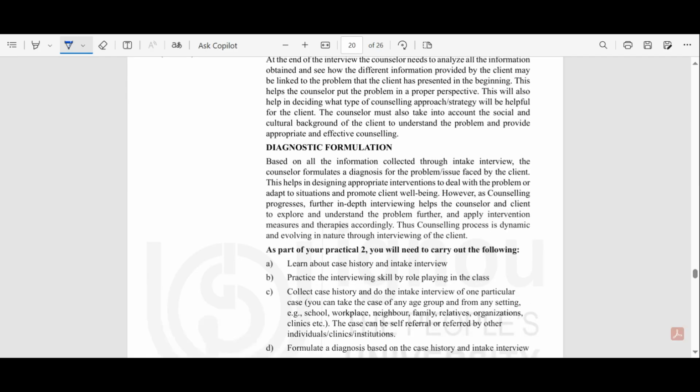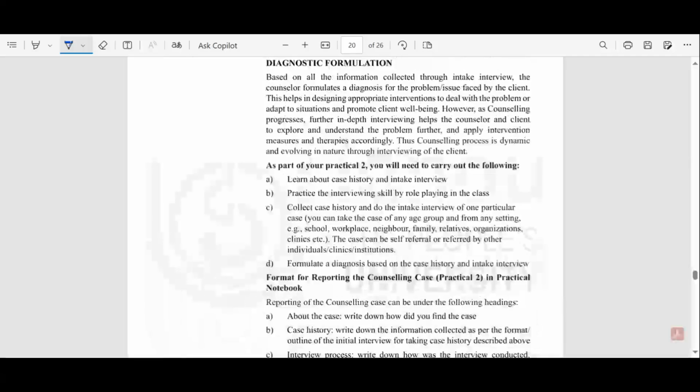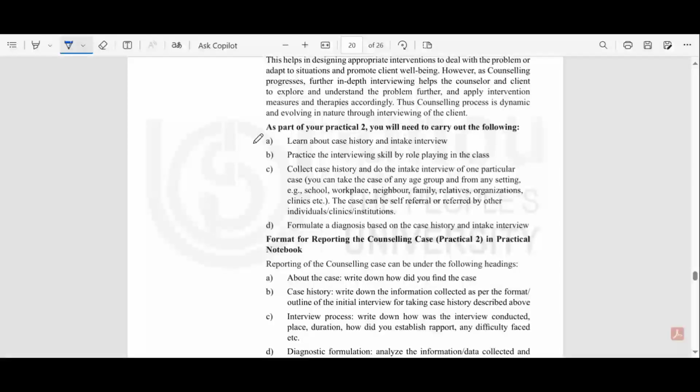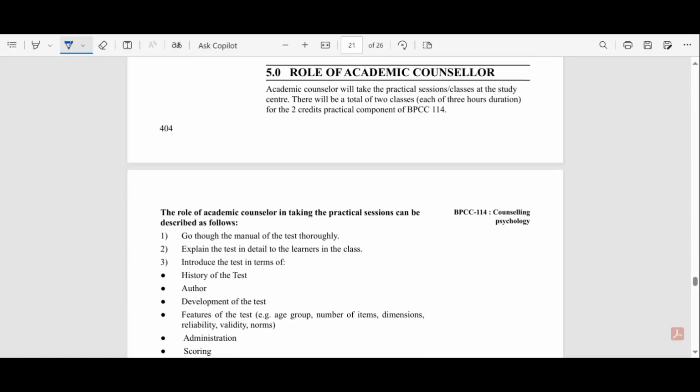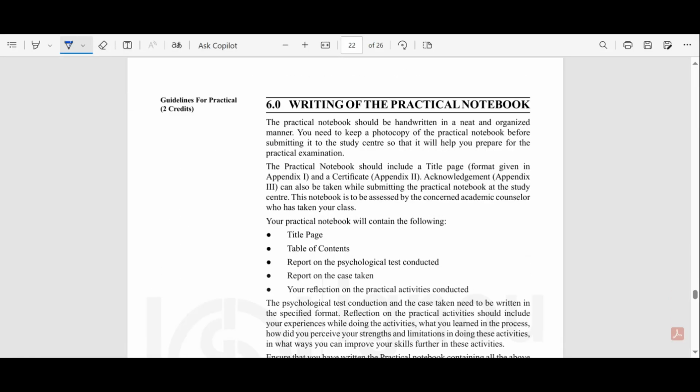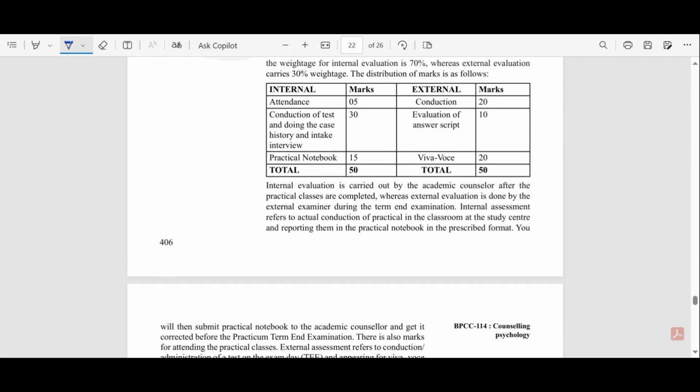Then you have to write the diagnostic formulation. So you have to do these things. First you have to learn about the case history, then take interview, practice interview skills, then formulate a diagnosis based on the case history and interview. सो इसका फॉर्मेट ये होगा, राइट? मैंने आपको बता दिया केस हिस्ट्री में क्या लिखना है, इंटरव्यू प्रोसेस में क्या लिखना है, देन एट लास्ट डायग्नोस्टिक फॉर्मुलेशन में आपको लिखना है जो भी आपने एनालाइज किया है फ्रॉम द सिम्टम्स और द इंटरव्यू इटसेल्फ. सो आई थिंक दैट वाज इट फॉर टुडे. दिस आल्सो आई हैव टोल्ड यू.